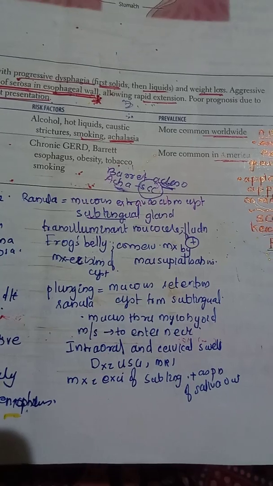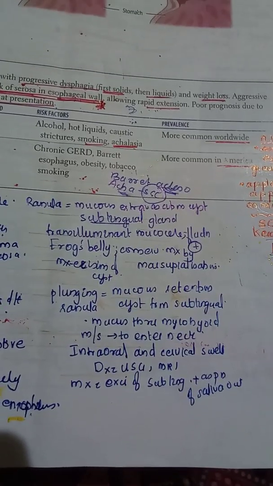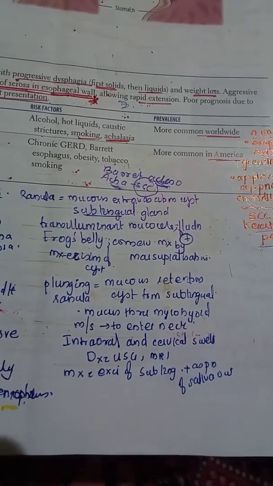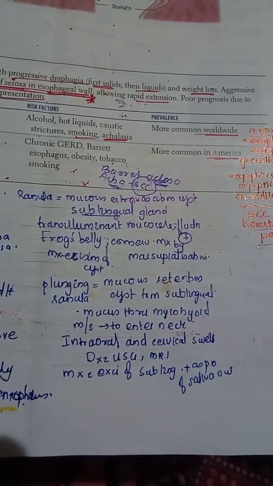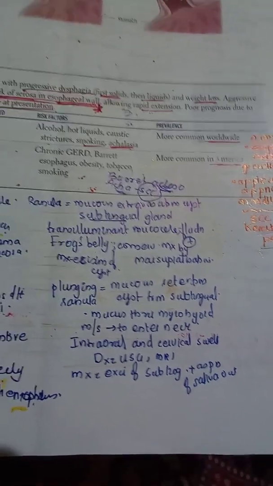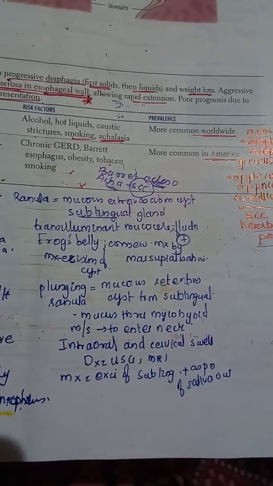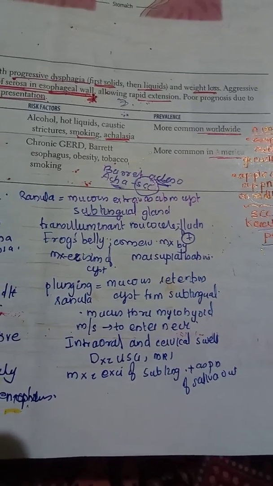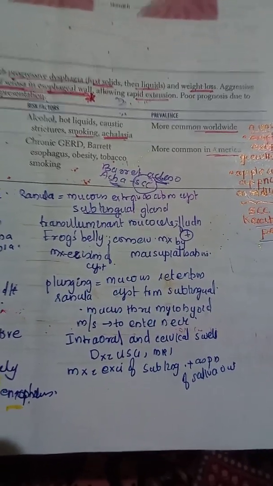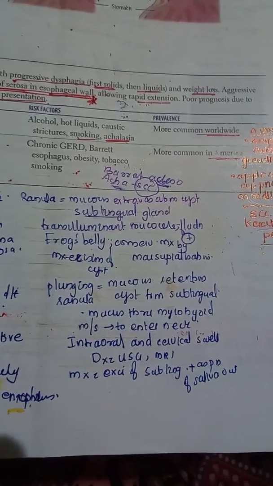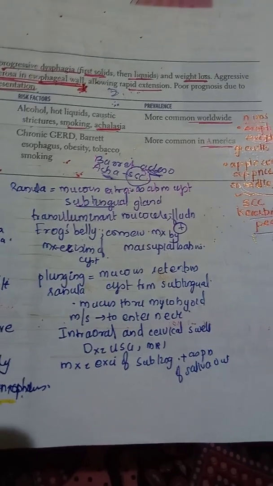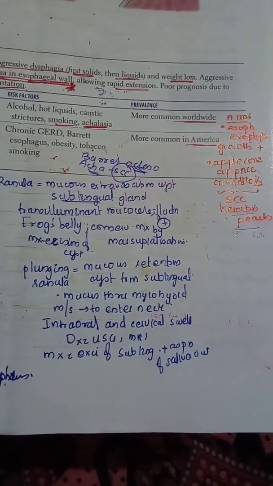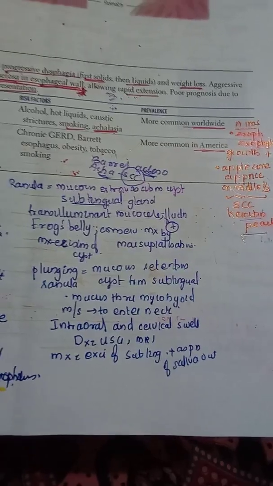When do we call it a plunging ranula? Plunging ranula is a mucus retention cyst from the sublingual gland. From the sublingual gland it goes to the neck, so the swelling is in the neck. How did that go to the neck? The mucus went through the mylohyoid muscle to enter the neck. Intraoral and cervical swelling can be seen. Diagnosis is by USG and MRI. Management is by excision of the swelling plus aspiration of the saliva. Okay, so this is the management of ranula.